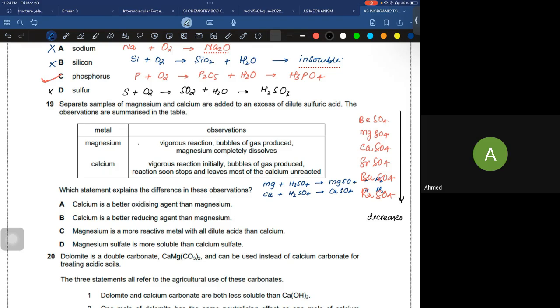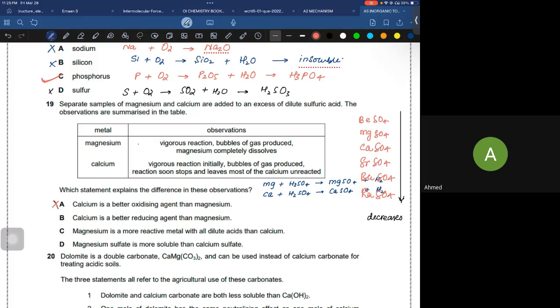Okay, which recording are you playing, brother? Calcium is a better oxidizing agent than magnesium. Okay, calcium has a larger size, so it is going to lose electrons easily. When something loses electrons easily, it can oxidize easily. Something which can be oxidized easily is a better reducing agent. What they are saying is better oxidizing agent. This is wrong.